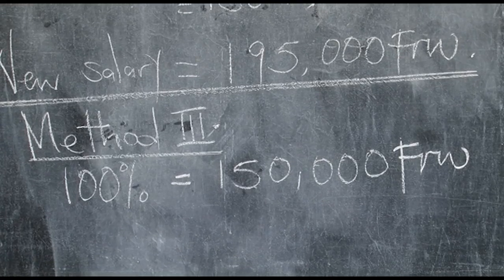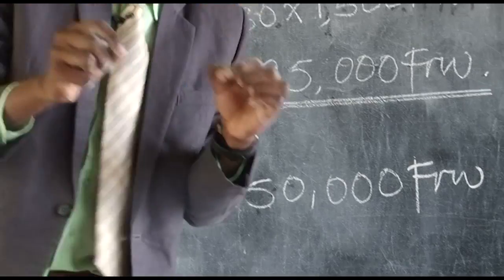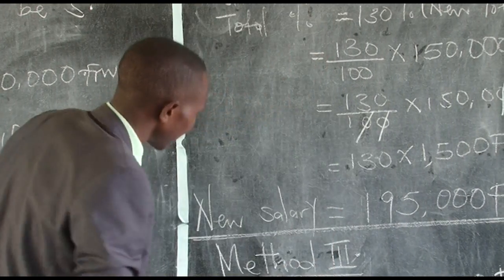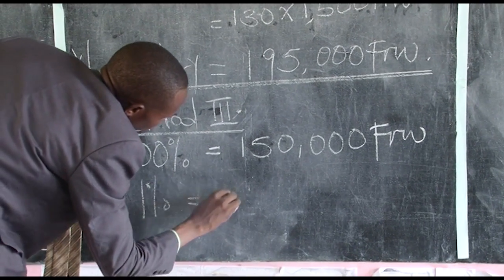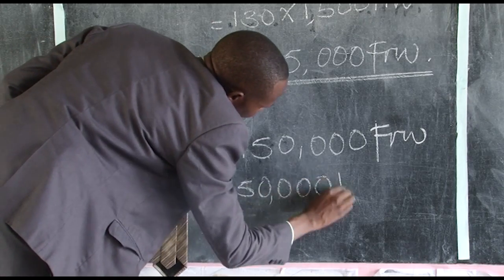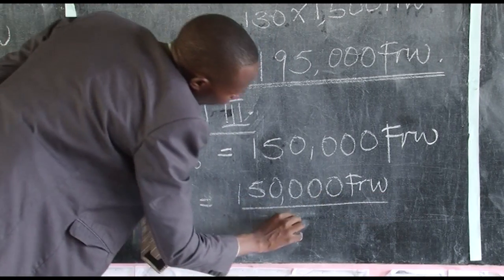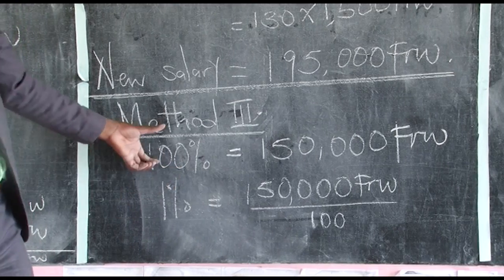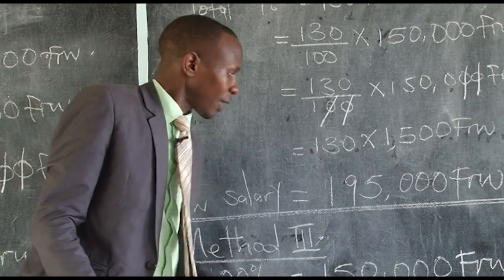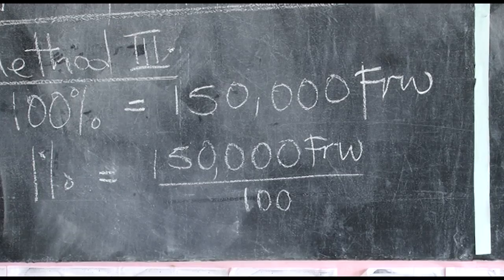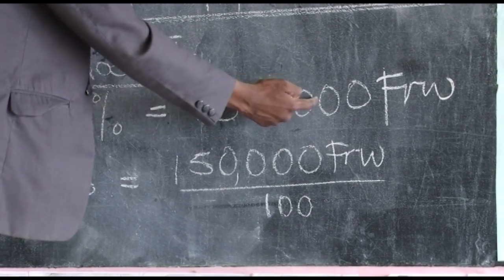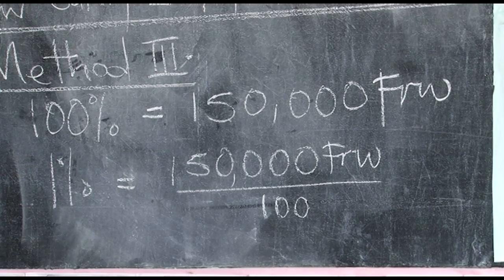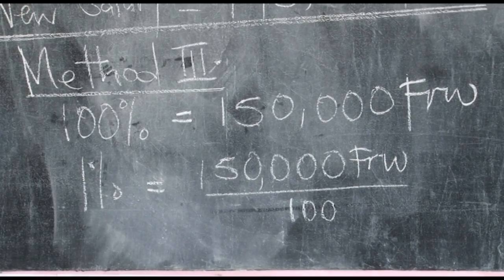Then, from there, let's ask ourselves: if 100% gives us 150,000, what about 1%? Then I will come here and say 1% is equivalent to 150,000 francs divided by 100. This 100 here, I'm getting from this percentage. We know very well that 100% is equal to this. And if 100% is giving us 150,000 francs, then it means 1% will give us 150,000 francs divided by the original percentage, 100. And when you divide it by the original percentage, what we are going to get there will be for 1%.